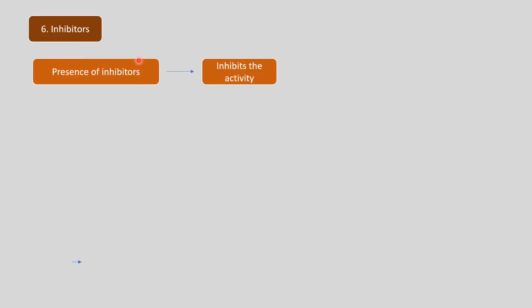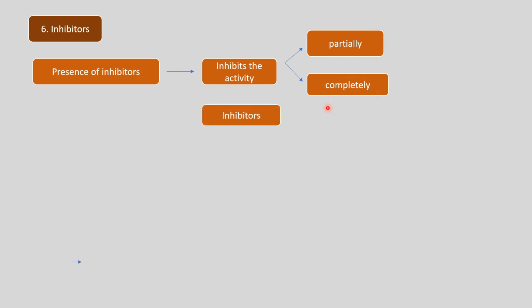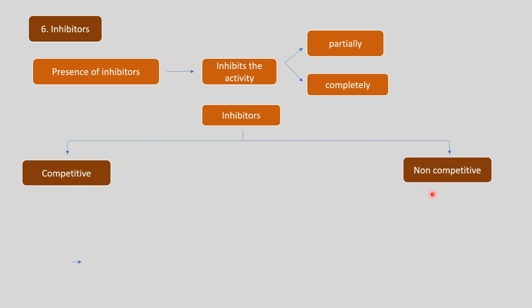Then the next factor is inhibitors. As the name suggests, inhibitors are those substances that can inhibit the activity of the enzyme, that can stop the activity of the enzyme. Now this can take place partially or completely. So it can either partially inhibit the activity of the enzyme, or it can completely inhibit the activity of the enzyme. Inhibitors are mainly classified into two types: competitive inhibitors and non-competitive inhibitors.